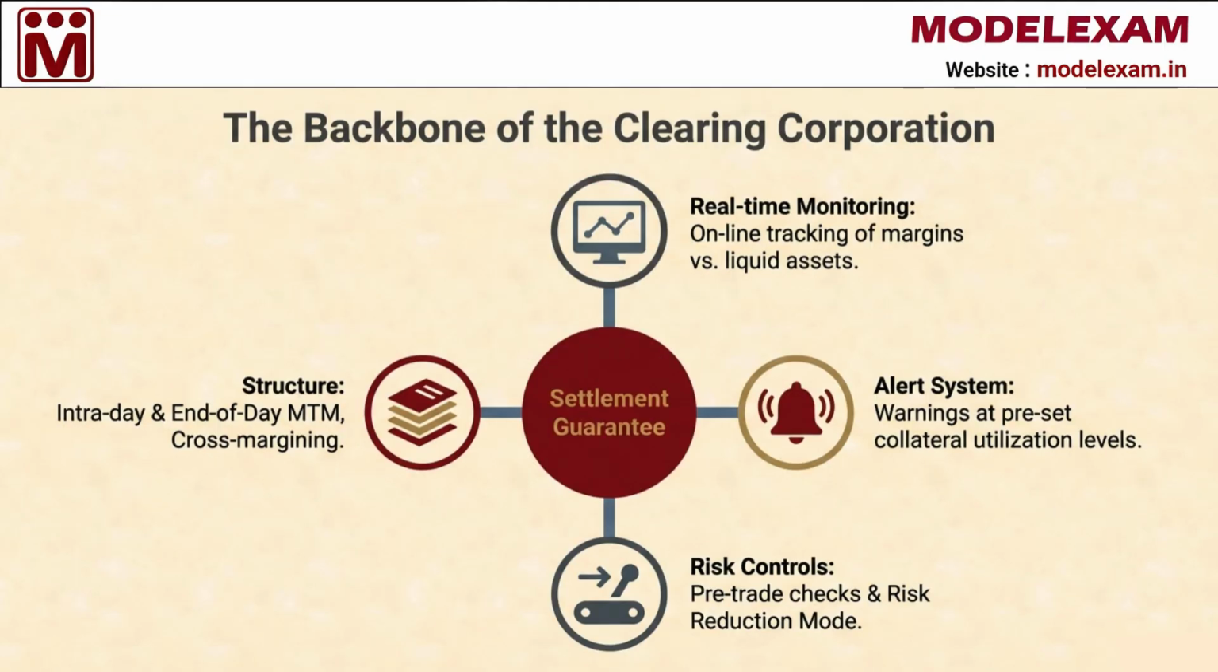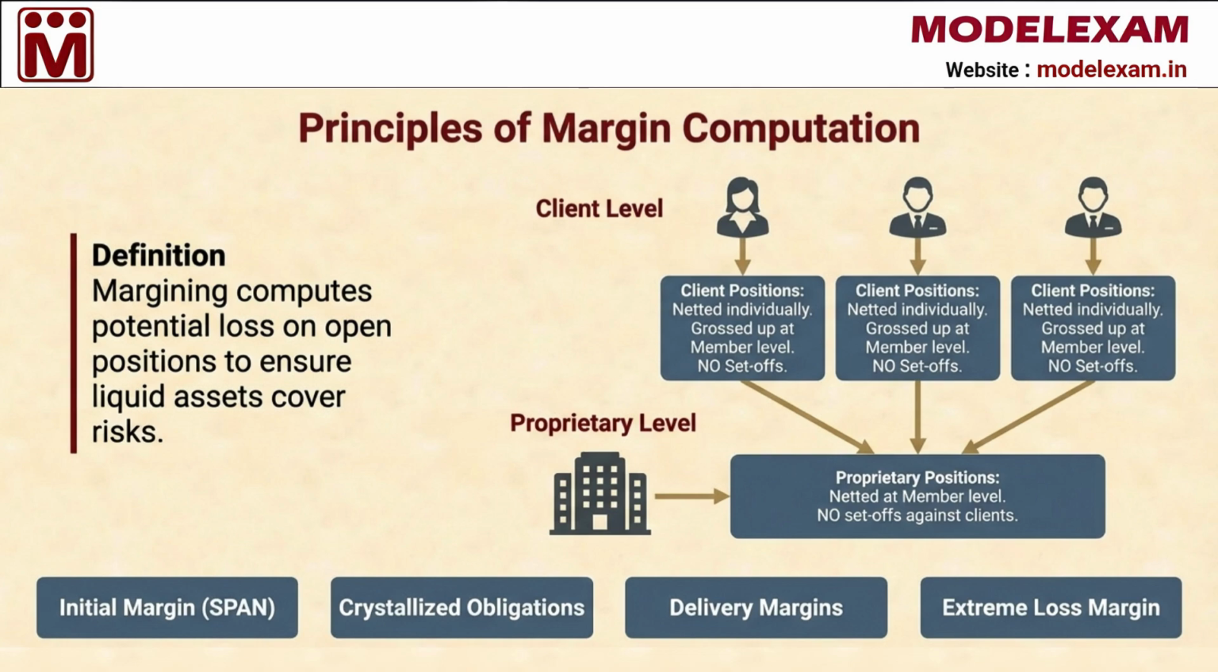To start our journey, let's look at the backbone of the clearing corporation. Its primary job is to provide a settlement guarantee, ensuring that money and securities reach their rightful owners even if a member defaults. To do this, it uses a high-tech system for real-time monitoring of margins against liquid assets, an alert system that warns members when they use too much collateral, and strict risk controls like the risk reduction mode.